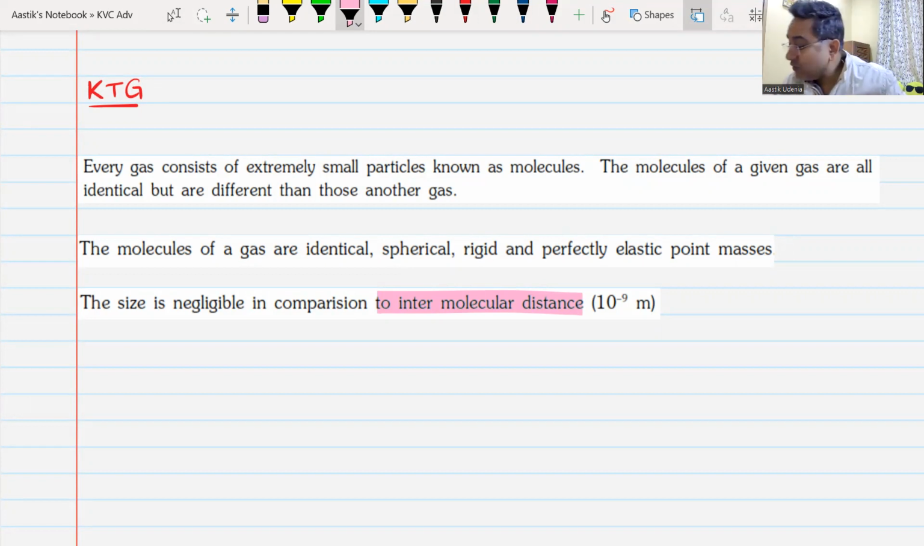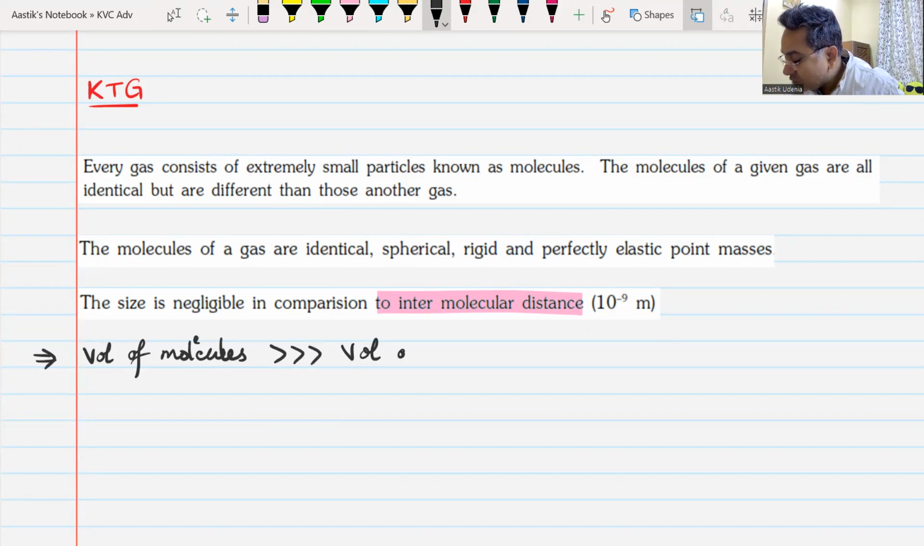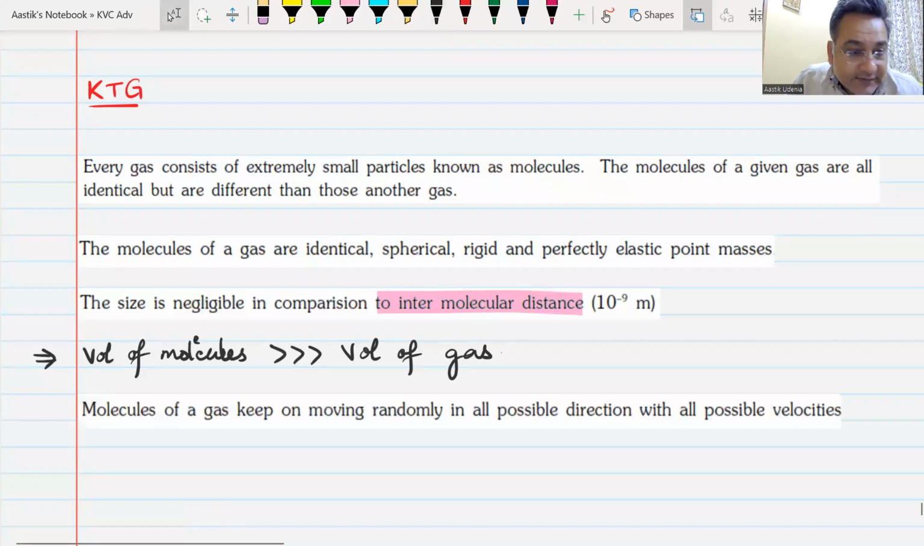Now, since their size is very small, the next thing that you can write, and I'm giving it point wise, the actual volume of the molecules is very less compared to the volume of the gas. Because the size of these molecules is very small, the actual volume that these molecules occupy is very small, but the volume of the gas is very large. I hope this is making sense. Now, since they are molecules, they will be moving randomly in all possible directions.